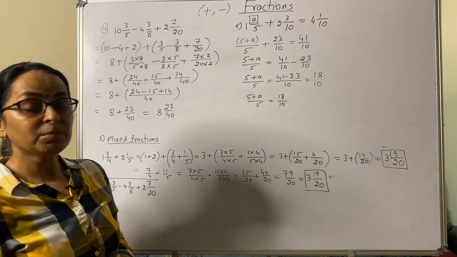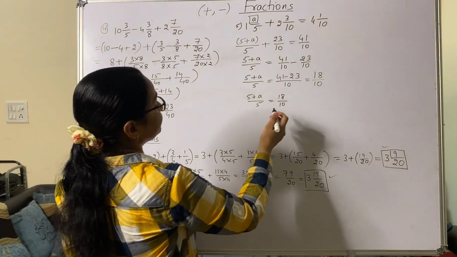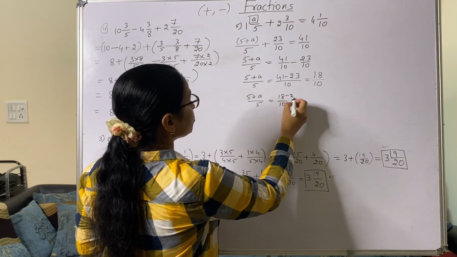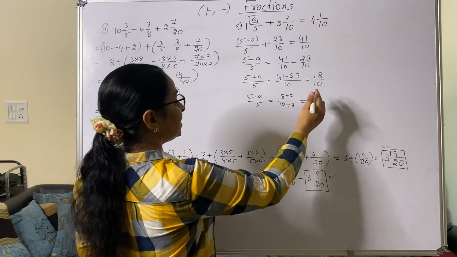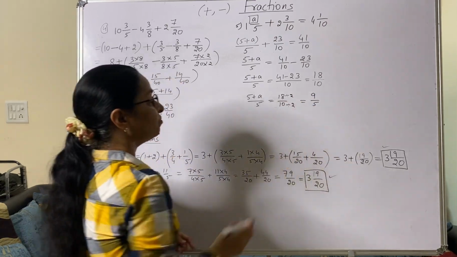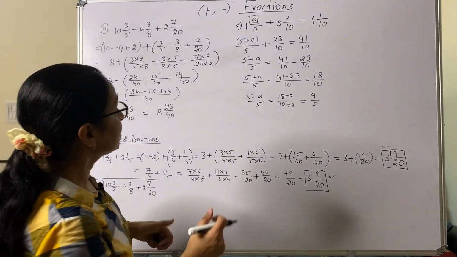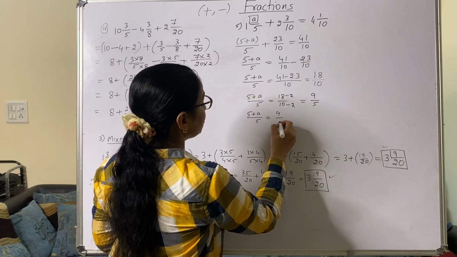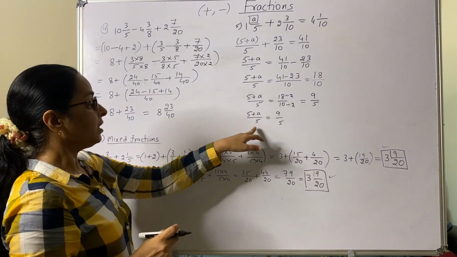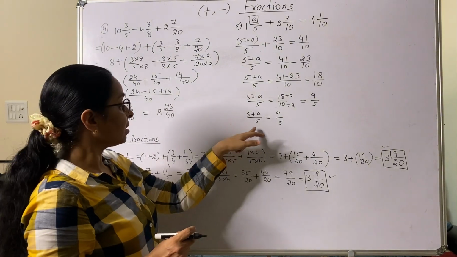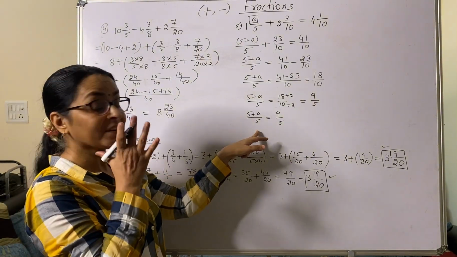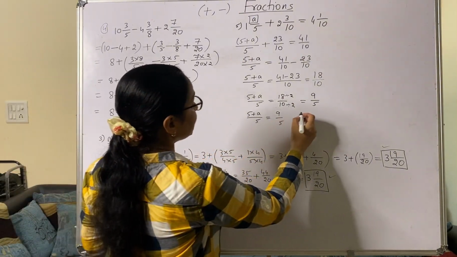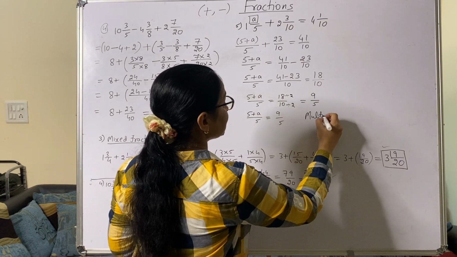I can reduce this. 18 by 10 can be reduced. Okay, let's reduce it. So we will write it as divide this by 2, divide this by 2. So we'll be getting what? 9 over 5. Yes. So here it is 5 plus a over 5 equals 9 over 5. Now you see, both the denominators are the same, left hand side also and right hand side also. Denominators are the same, right? So what I can do, I can multiply both the sides by 5.